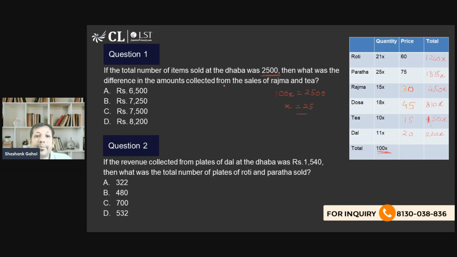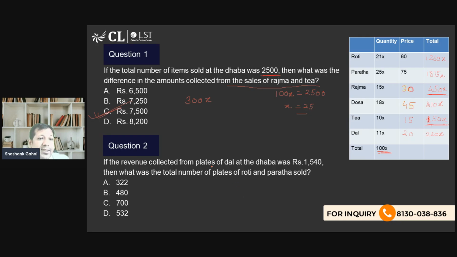What is the difference in amount collected in the sales of Rajma and tea? So Rajma is 450x and tea is 150x. So the difference is going to be 300x. Now what is the value of x? x is 25. So 300 into 25 is going to be 7500. So my answer to this question is directly going to be option C. Nothing much to do. You can get the answer very quickly. And let's move on to the next question.